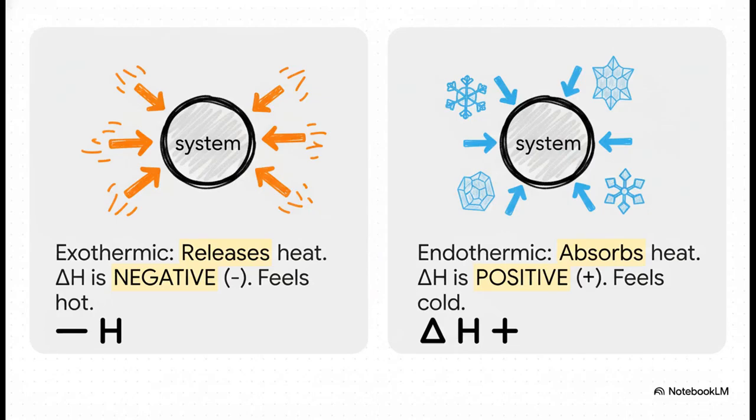If a reaction releases heat, if it's exothermic, then its delta H is negative, because the system lost heat. If a reaction absorbs heat, if it's endothermic, its delta H is positive, because the system gained heat. So from now on, when you see a negative delta H, think gets hot. And when you see a positive delta H, think gets cold, just like that instant cold pack.